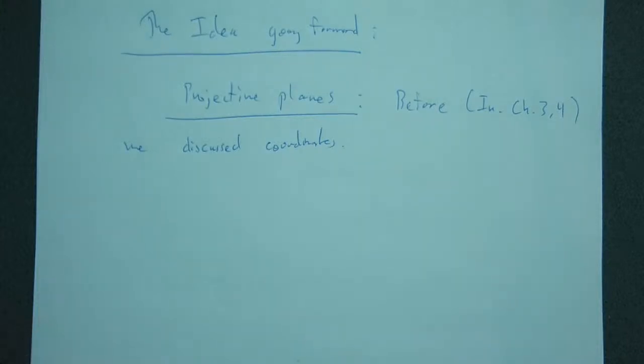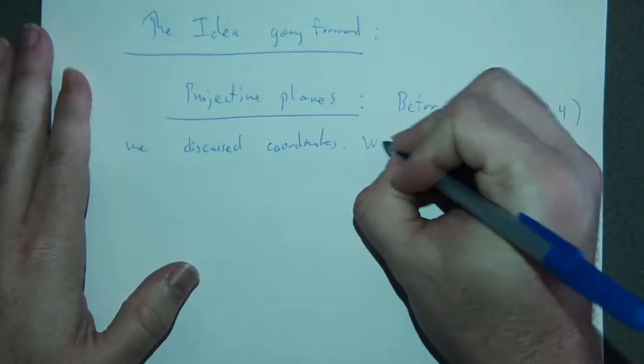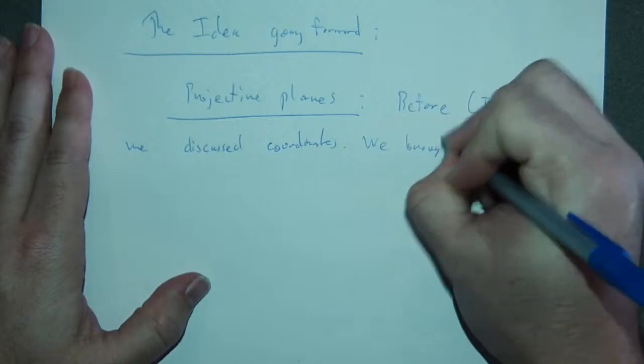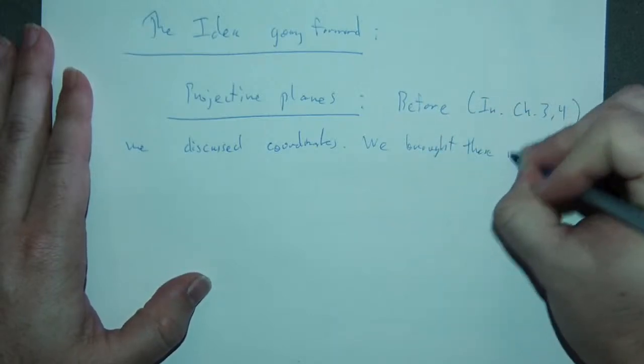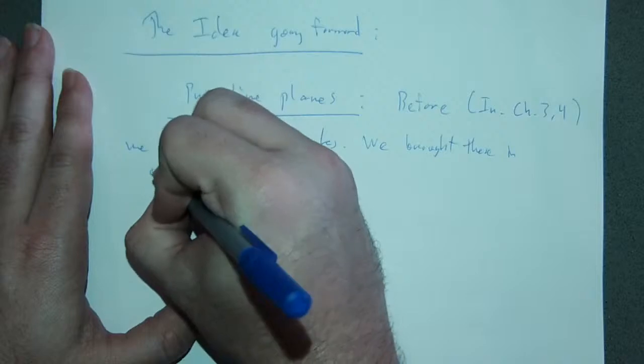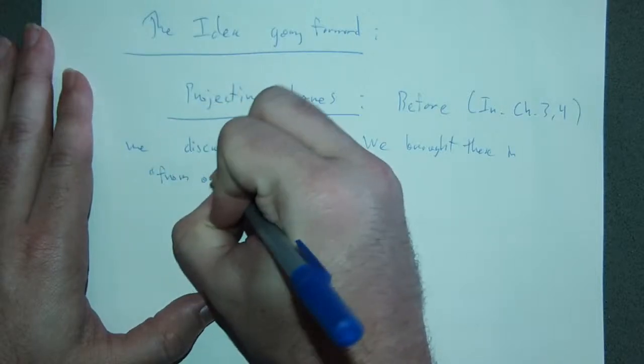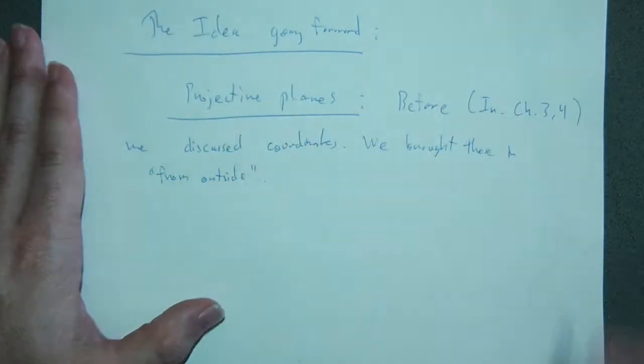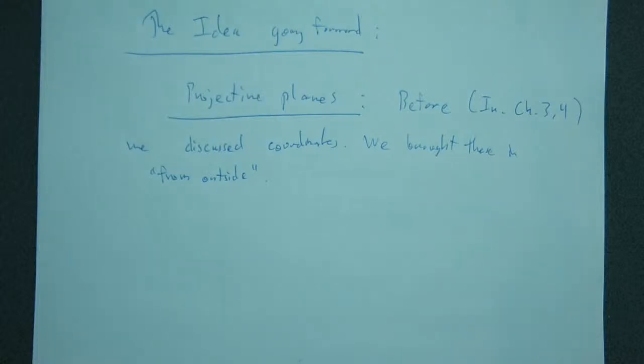So before we discussed coordinates, we brought these in from outside. What does that mean? Well, what it means is that we had the plane in front of us, right? And someone had to tell us about coordinates, and we imposed the coordinates on the plane, right? So we did the labeling, right?